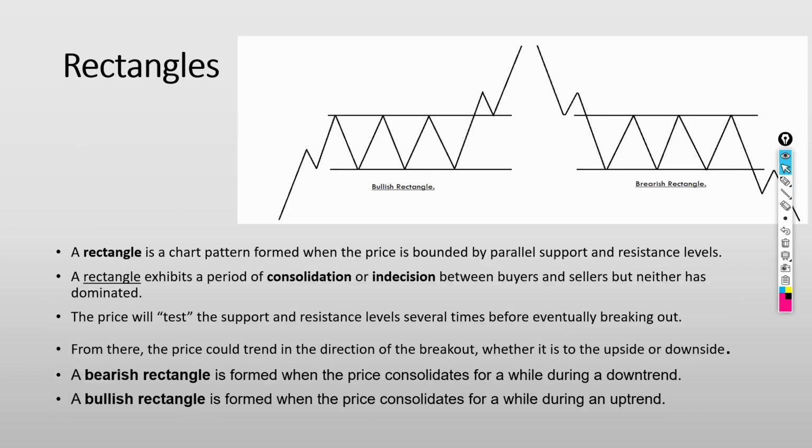So we are continuing. We have what we call rectangles as chart patterns. A rectangle is a chart pattern formed when the price is bounded by parallel support and resistance levels. A rectangle exhibits a period of consolidation or indecision between buyers and sellers, but neither has a dominance. So the price will test the support and resistance levels several times before eventually breaking out. From there, the price could trend in the direction of the breakout, whether it is the upside or downside.